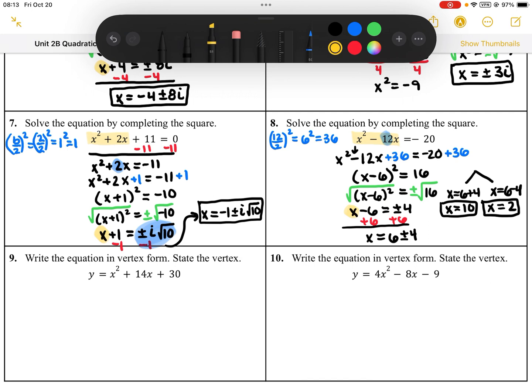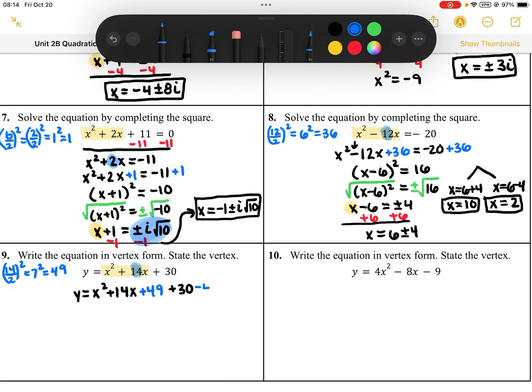So first, I'm going to create a perfect square trinomial with x squared plus 14x. So I'm going to look at my b value, 14. So I'm going to do b over 2 squared. So 14 over 2 squared, which gives me 7 squared, which equals 49. So for my perfect square trinomial, I'm going to have x squared plus 14x, and I need to add 49 to that. Now, I still have that plus 30, and now since I added 49, I need to do the opposite of that. Opposite of adding 49 is to subtract 49.